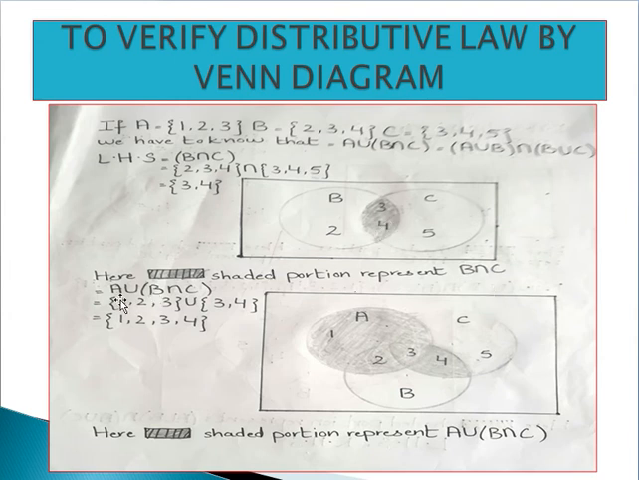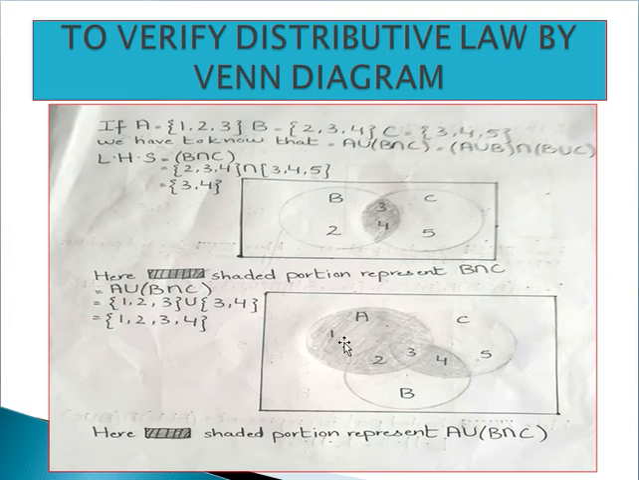Now A union (B intersection C). A has elements 1, 2, 3. B intersection C we have already solved, that is 3 and 4. Union means we will put together the elements. So the elements are 1, 2, 3 and 4. This is the result, we will show it by Venn diagram.